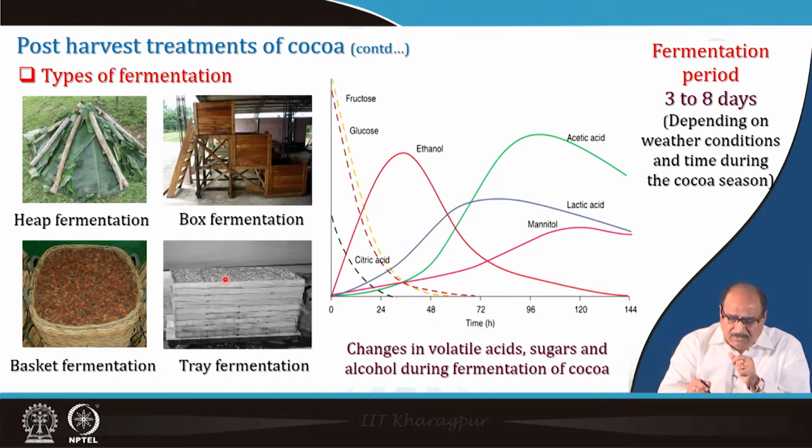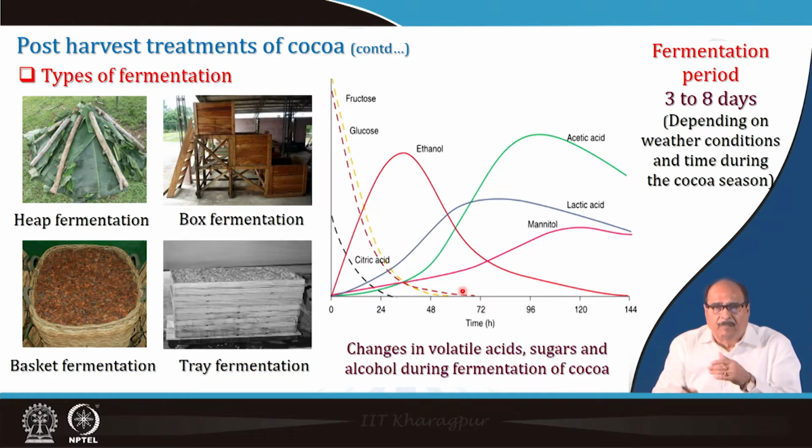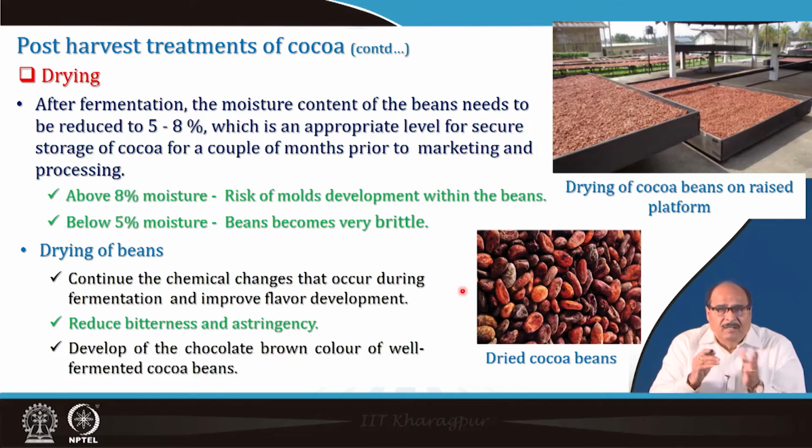You see that during the fermentation process, as I told you, that is in the figure, various volatile acids, sugars, alcohols, etc. are produced in the beans, and these act as precursors of the flavoring and coloring compounds. Then following the fermentation, the next important operation is the drying.